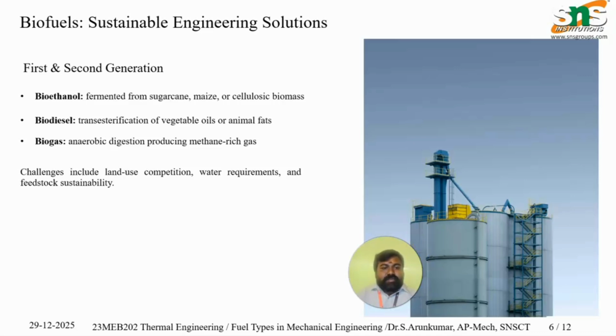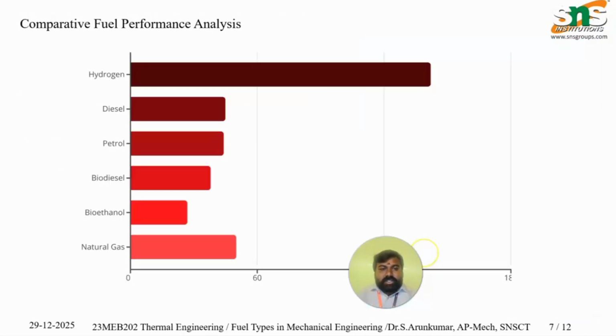Bioethanol is fermented from sugarcane, maize or cellulose biomass, and biodiesel is derived from the transesterification of vegetable oils or animal fats. Biogas is a methane rich gas produced by anaerobic digestion. Some of the challenges include land use competition, water requirements and feedstock sustainability. These are some challenges of first and second generation biofuels, which are addressed with sustainable engineering solutions.